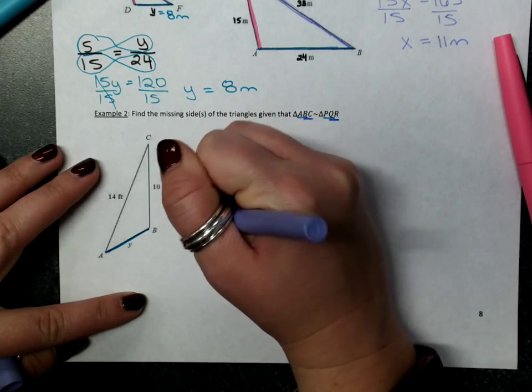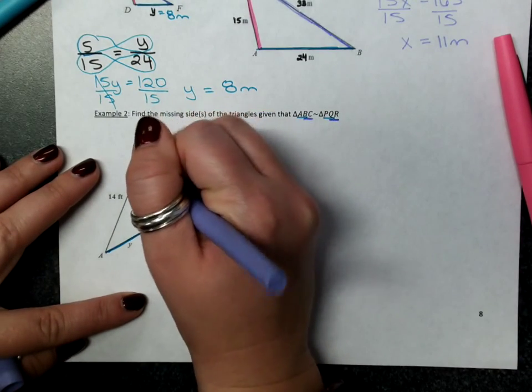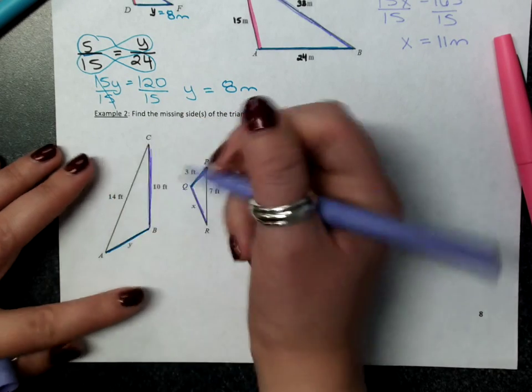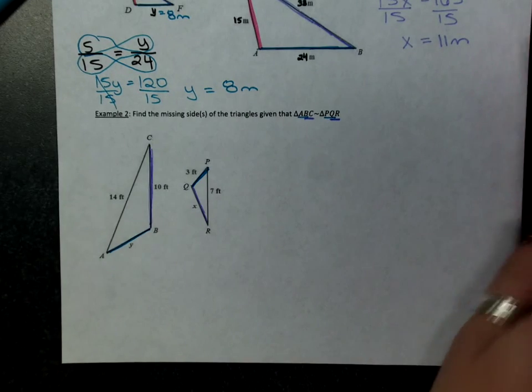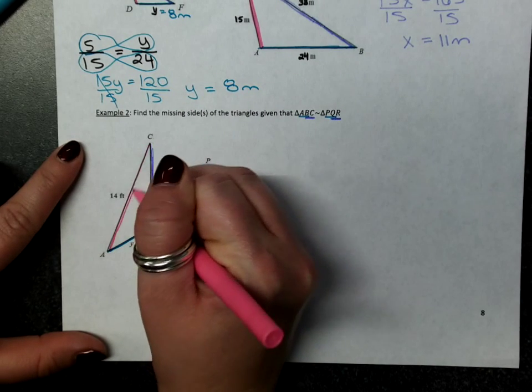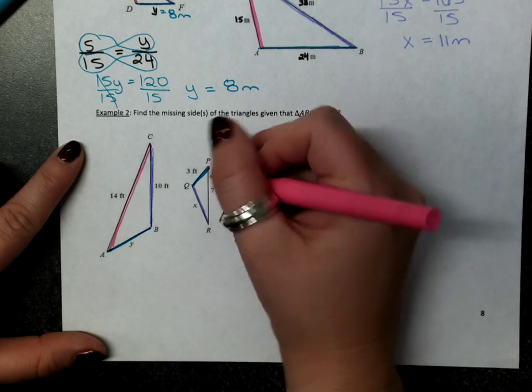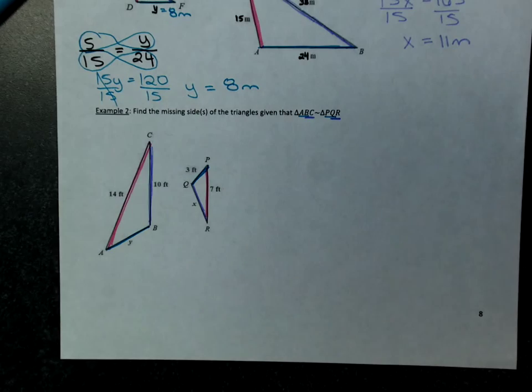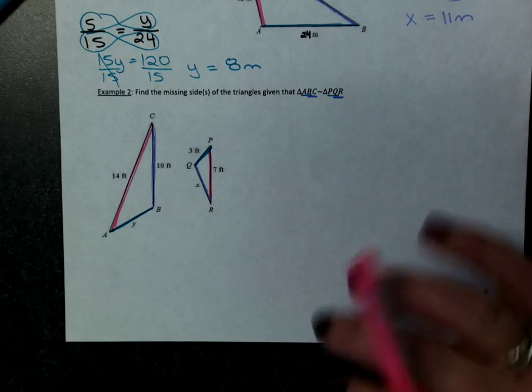So here's QR and here's BC. So color coding can really, really help here. And then the last side, AC, is proportional to the last side over here, PR. So if you can color code, it helps you line up your proportions.